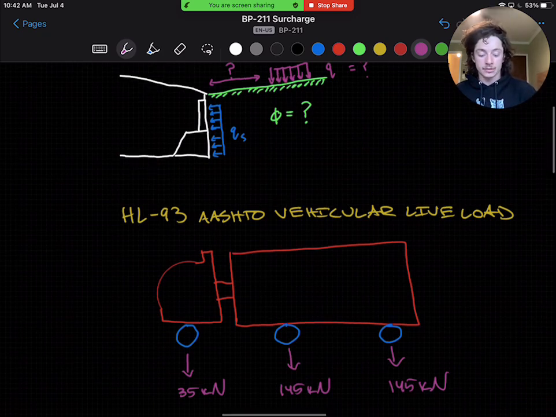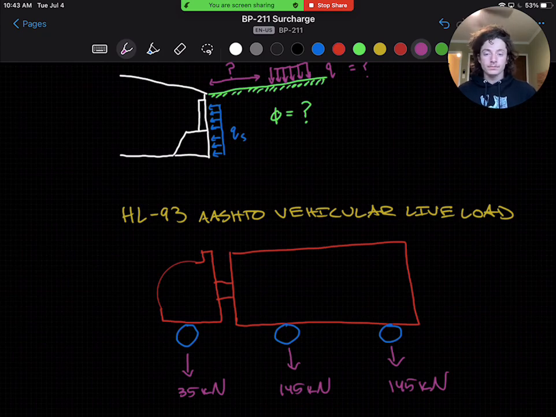And here just shows an example of the HL93 vehicular live load design truck and what each axle would be loading the ground beneath.